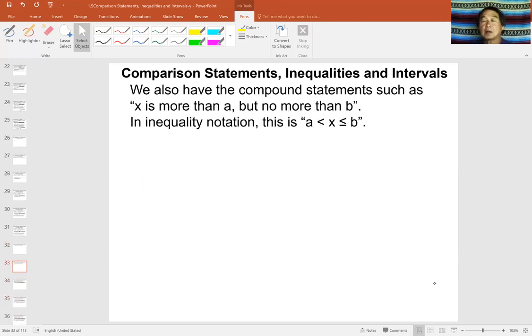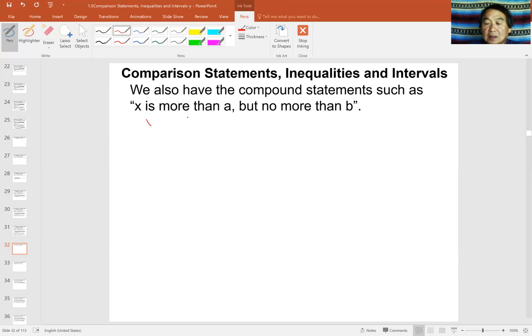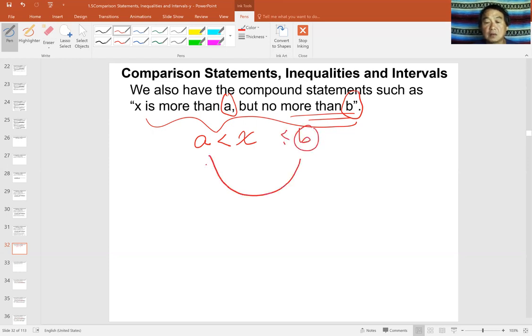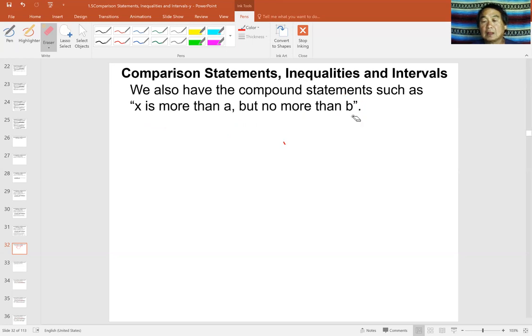Then you can have compound statements. Something like: x is more than a, but no more than b. Implicitly, we're saying b is more than a, and that x has to be in between a and b. In order to have something in between, the comparison is x is more than a and no more than b. So implicitly, b is bigger than a. If it's not, then we don't get anything. That is very important.